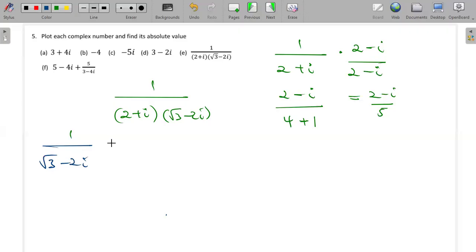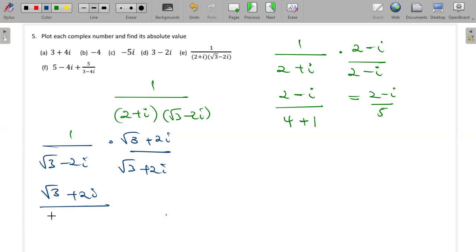So we keep this, and the other one is 1 over square root of 3 minus 2i, multiplied by the conjugate, that would be root 3 plus 2i over root 3 plus 2i. Then on top, you have root 3 plus 2i. Down there, the root goes, you just remain with 3, plus the square of 2, that gives you 4. So this gives you 7. So you have root 3 plus 2i over 7.